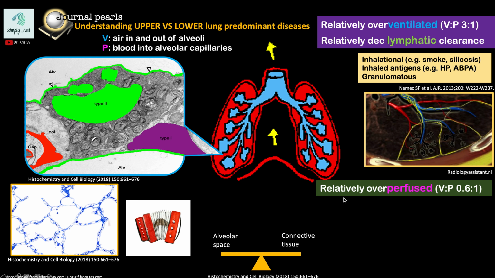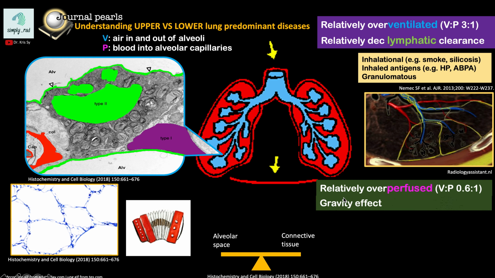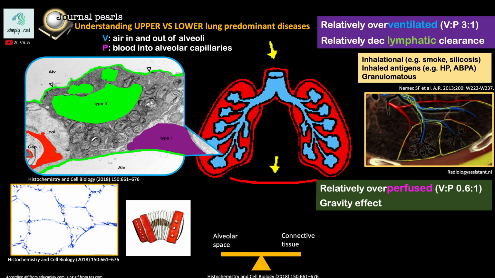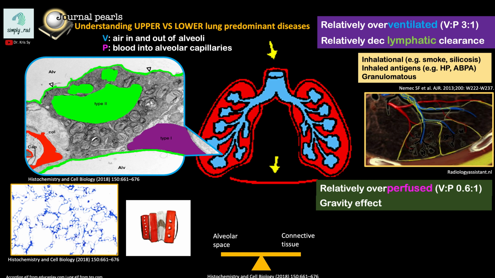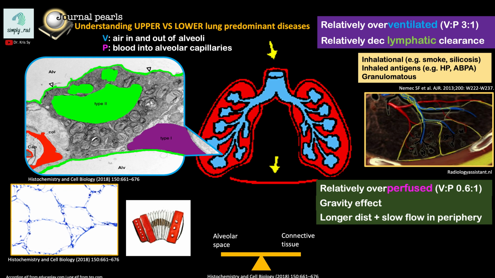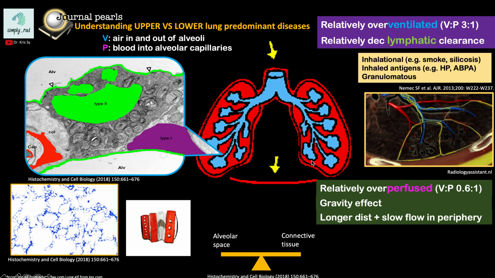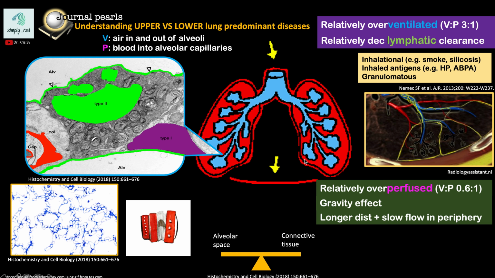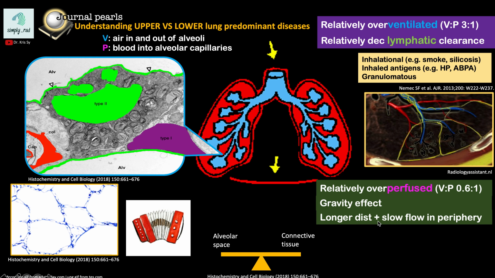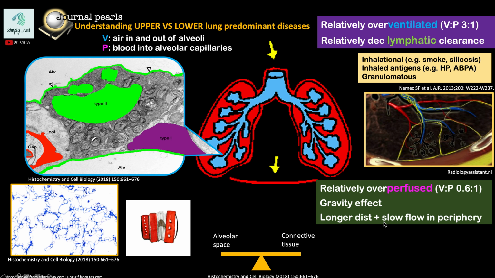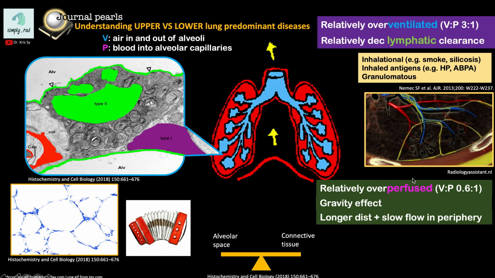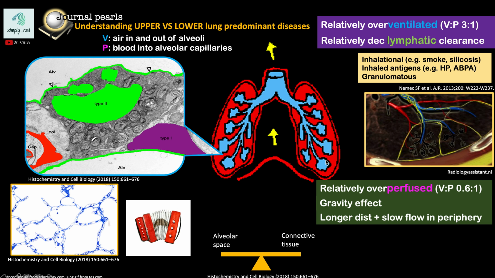Due to the effect of gravity, you have a relative overperfusion, and in addition, the blood in the lower lobes would need to travel a greater distance from the center to the periphery, just like a congested road where the traffic is terrible. There is a longer time that blood would reach the periphery.